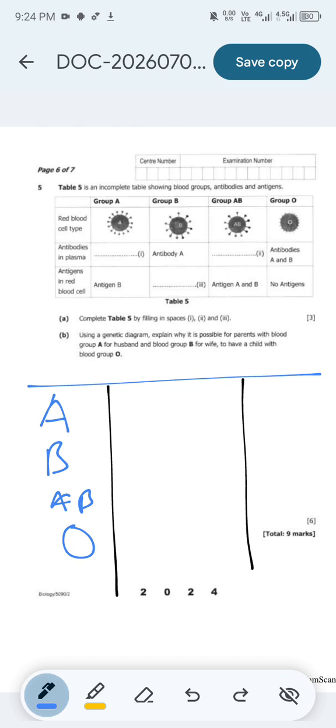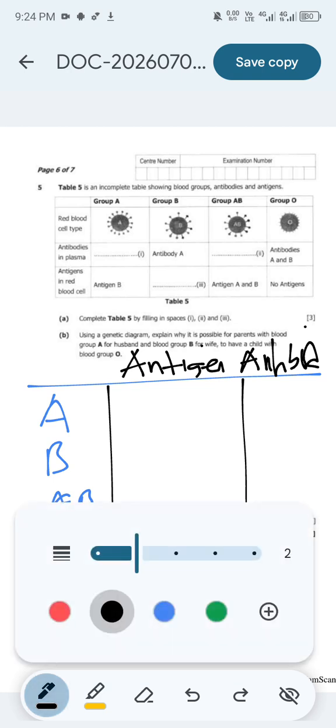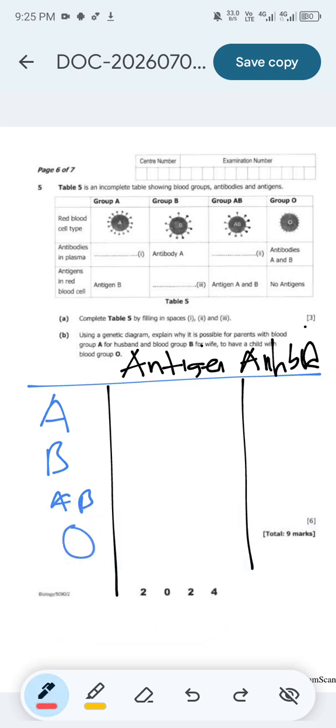We are talking about how do you identify an antigen and how do you differentiate an antibody? Okay, so the antigen of a particular blood group is the same blood group. What do I mean? Blood group A has an antigen A. Blood group B has an antigen B. Blood group AB has both A and B antigens. And then blood group O has no antigen.